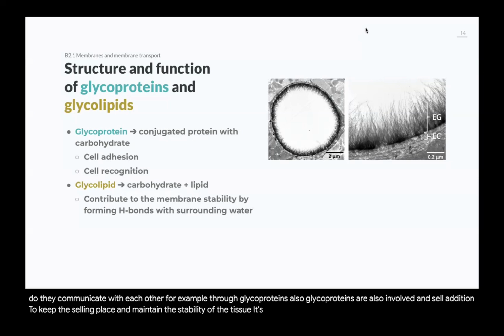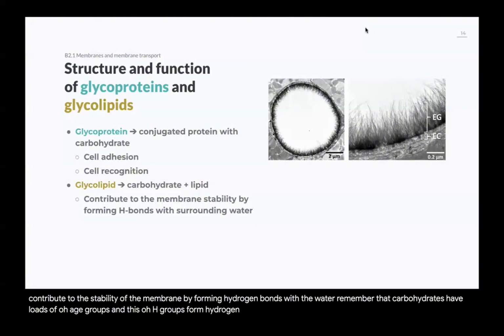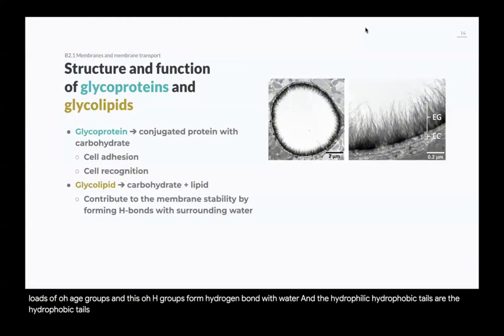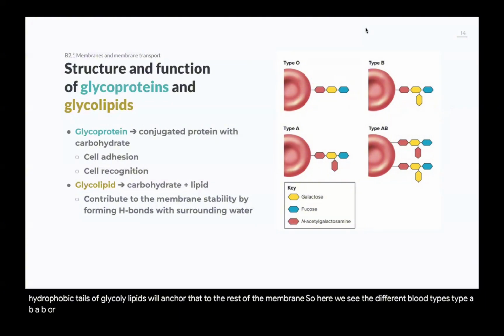Glycolipids are not super common, but they are important because they contribute to the stability of the membrane by forming hydrogen bonds with the water. Remember that carbohydrates have loads of OH groups, and these OH groups form hydrogen bonds with water, and the hydrophobic tails of glycolipids will anchor that to the rest of the membrane. So here we see the different blood types, type A, B, AB, or type O, depend on these carbohydrates that we have on glycoproteins.